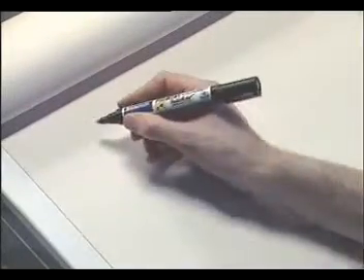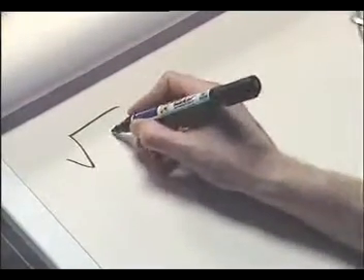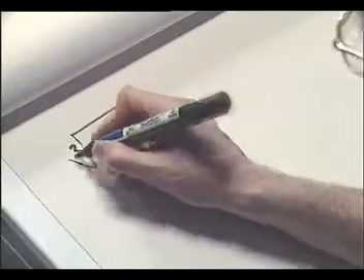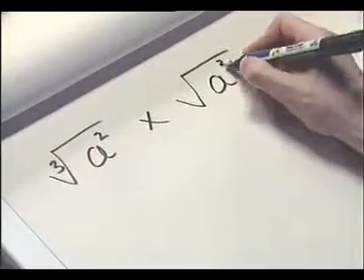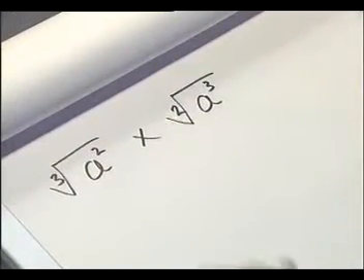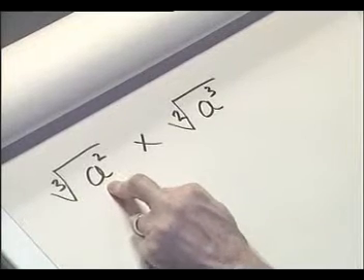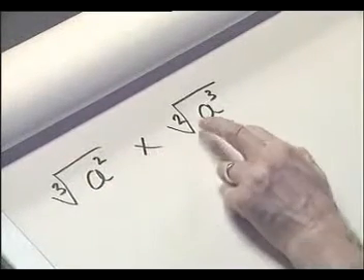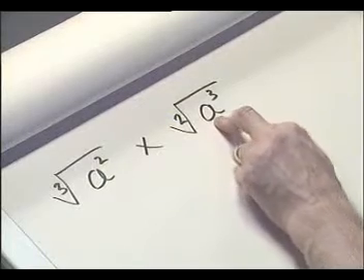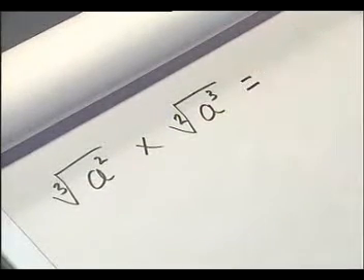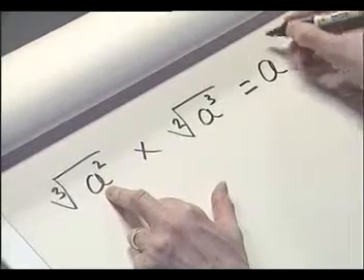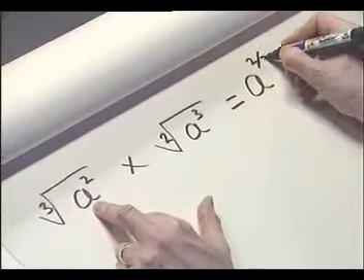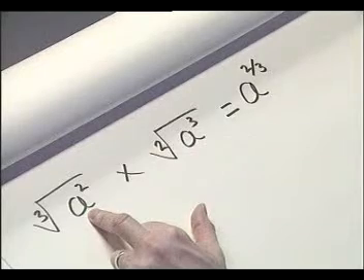Now then, if we take something that looks a little bit complicated. So what have we got here? We've got the cube root of a squared times by the square root of a cubed. First of all, let's write these as indices. This is the cube root of a squared. So that means a squared and take the cube root. In other words, a to the 2/3.